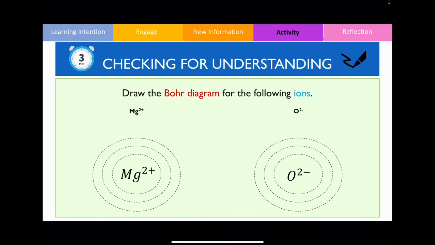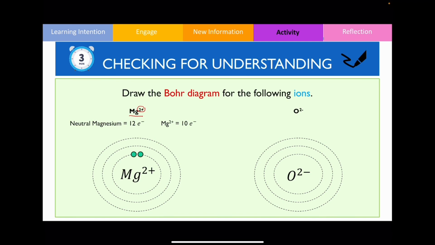For the next question, I would like you to now have a go drawing the Bohr diagrams for the following ions. To find out how many electrons are present in Mg2+, find out how many electrons are present in the neutral magnesium atom. Neutral magnesium contains 12 electrons, and this 2 plus sign over here indicates that it's lost 2 electrons to become an ion. So as a result, it's got 10 electrons.